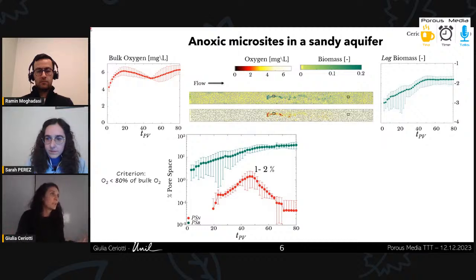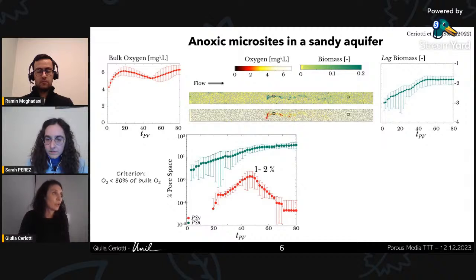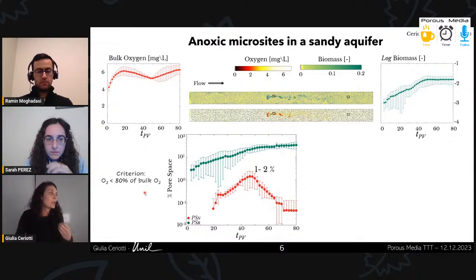But we can clearly see that the oxygen is not distributed homogeneously in the chip. We have these red dots that are anoxic microsites. So thanks to our maps, we can identify which parts of the pore space are characterized by low concentration of oxygen, so anoxic microsites. We define a threshold, a criterion. We use as a criterion 80% of the bulk oxygen. Everything below this threshold is considered an anoxic microsite.